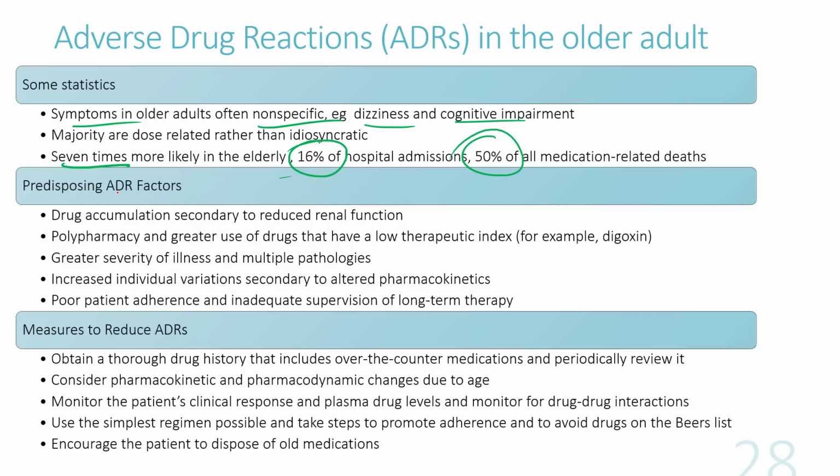Some factors that increase the risk of adverse drug reactions: the drugs accumulate because the kidneys aren't working, right? And then you've got polypharmacy, taking multiple drugs, and taking drugs that have a low therapeutic index, so they have a higher chance of toxicity. You have lots of illnesses, multiple pathologies, and the illnesses tend to be more severe. And then you've got individual variations secondary to altered pharmacokinetics, so altered absorption, distribution, metabolism, and elimination. And then also you have poor patient adherence.